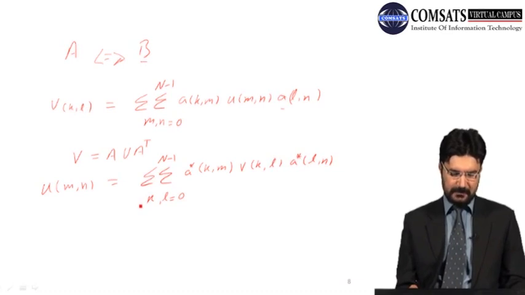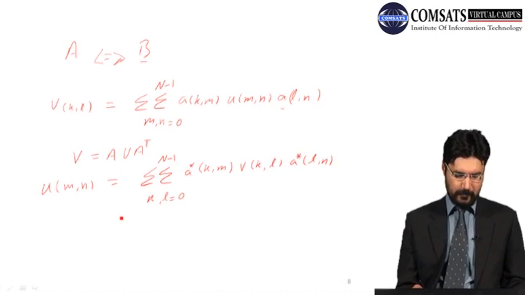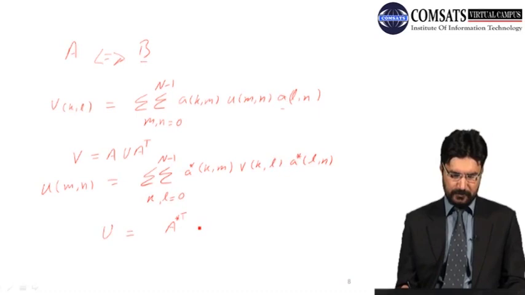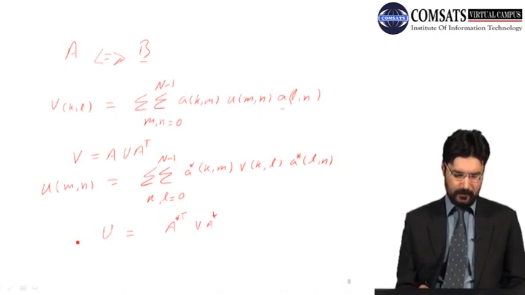Again, as before, this inverse transformation can also be represented in the form of a matrix. So if we want to represent it in the form of a matrix, then it can be U, which is equal to A conjugate transpose V A conjugate. Now this can be the expression in the form of separable transformation. Now what we call this a separable transformation, and then we will see how to reduce the complexity.